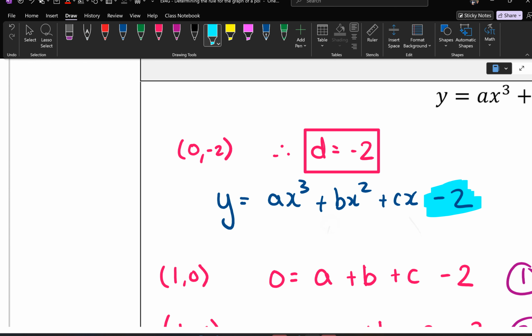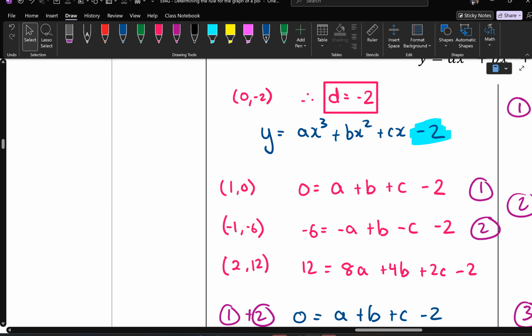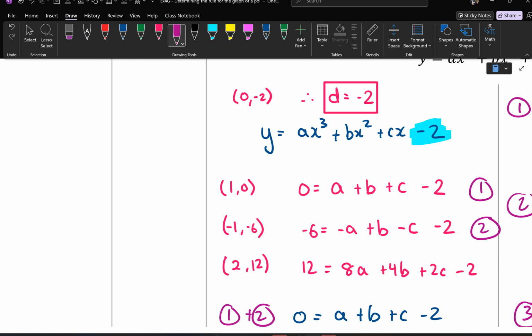Then the next steps, everyone could be doing it differently, but I subbed in the points. So (1, 0), (1, -6), and (2, 12). These are my 3 equations that you can see. What was nice is that that's A plus B plus C, and that's minus A minus C. So I can see by elimination method, A's and C's can cancel out if I add 1 and 2.